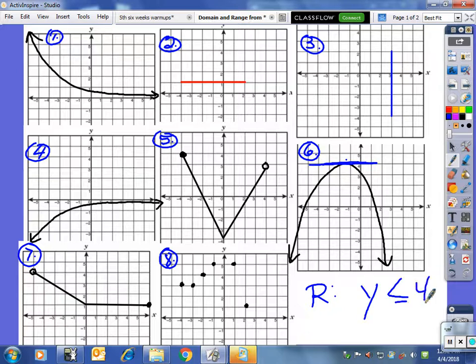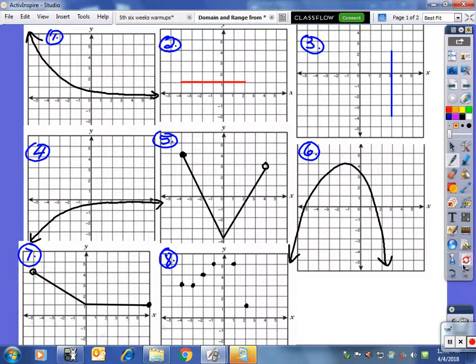Y is less than or equal to 4. All right, domain here: lowest is -5, highest is +6. All of the other x's are in between. -5 is not colored in, 6 is. Are you with me there?